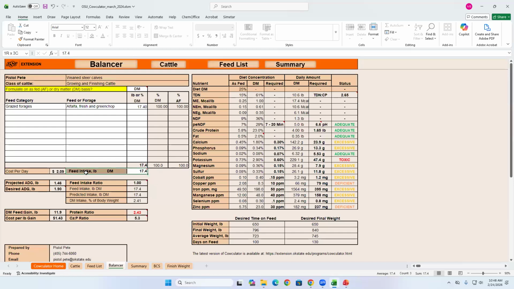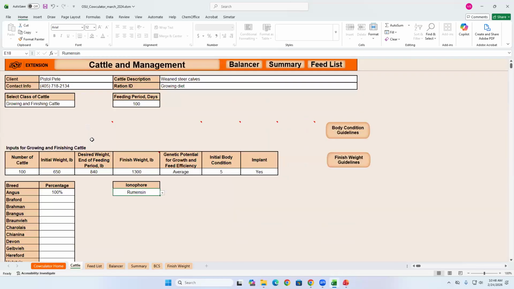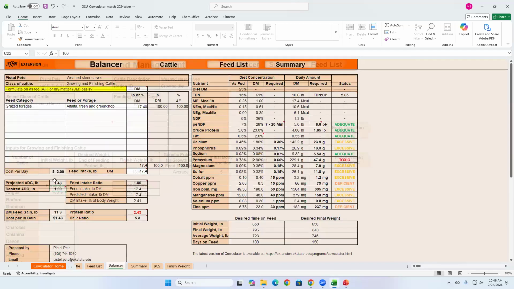And then here's where you specify feed intake, okay? This is predicted feed intake based off NASEM models. So I always try to make this feed intake ratio, which is the ratio of this to this, I always try to make it 1, okay? So here I have 17.4. This animal, I said, was going to start out at 650, end at 840 over 100 days. So using that, it calculates what my desired average daily gain is, which is 1.9.